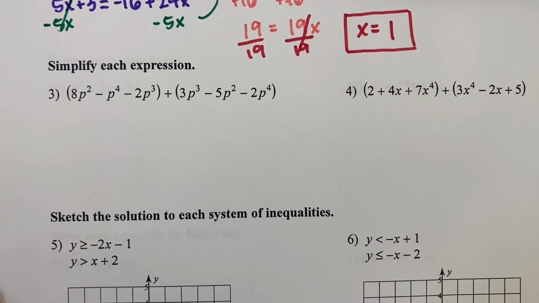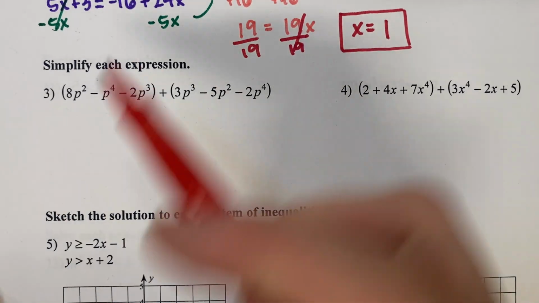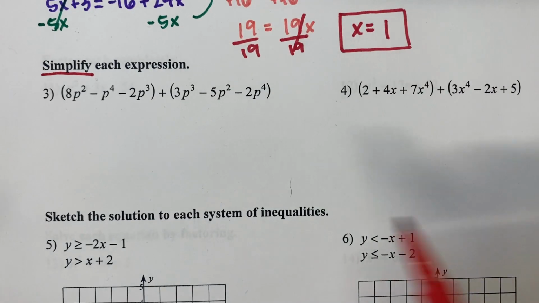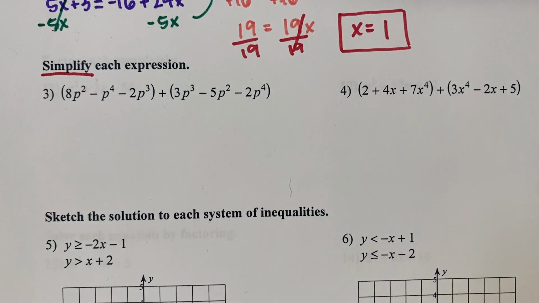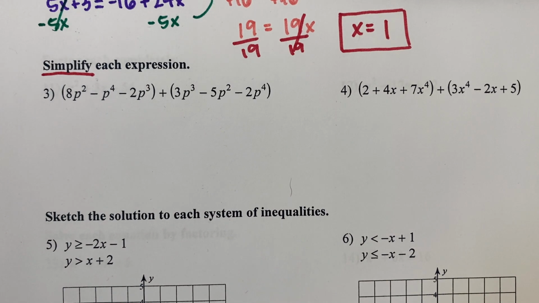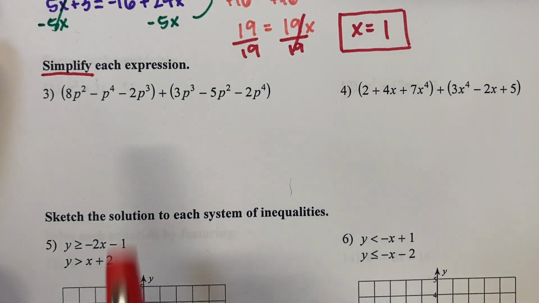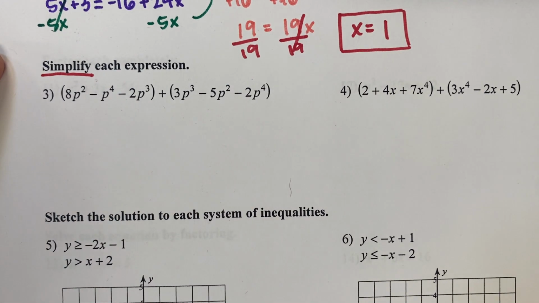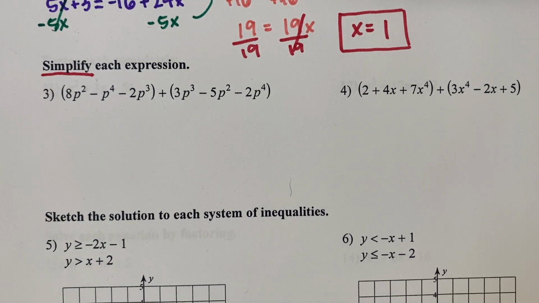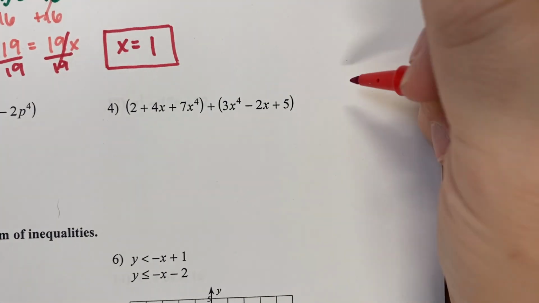Alrighty. Okay, for numbers 3 and 4, it's asking us to simplify. Notice there's no equal sign. Whenever you see an equal sign, it'll say solve. But when there's not an equal sign, it is to simplify. Okay, so this is where we're adding and subtracting polynomials. Okay, so we had a couple rules when adding and subtracting. So let's go ahead and write those down.